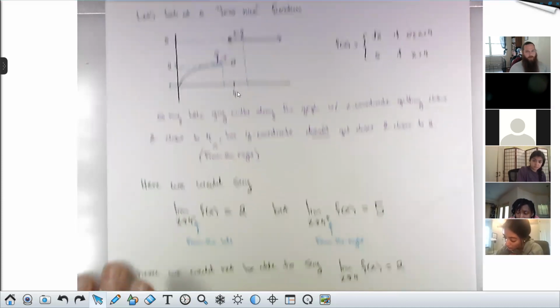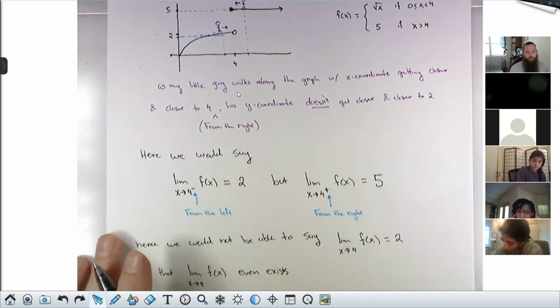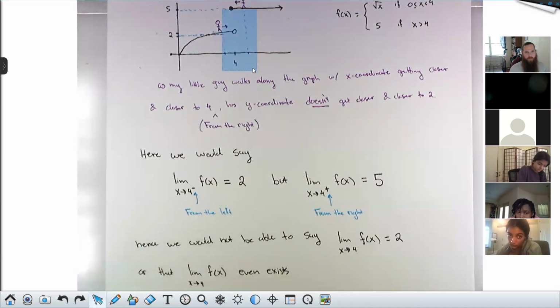Because as I shrink this window down, as I bring these two points in closer and closer, it's not true that all the y values on the graph get closer and closer to any particular number. And this leads us to our first theorem, which kind of requires an understanding of one-sided limits. I'm going to take a look at just one more example here. Or maybe I'll go ahead and give you the theorem. Yeah, let's do the theorem.